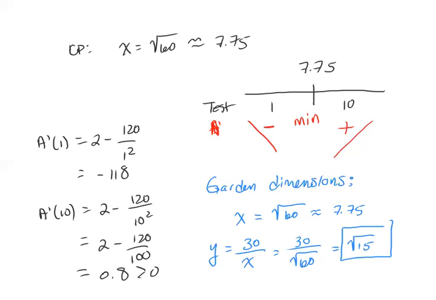I will not find the approximation for that, because my guess would be that you know how to find that in your calculator. And that is all for this problem. We now know the dimensions of the garden that will give us the minimum combined area of the garden and the borders.